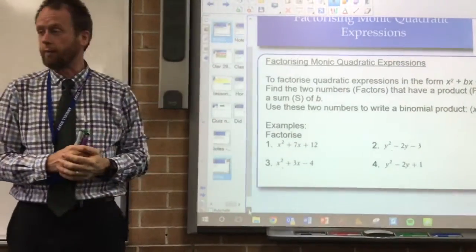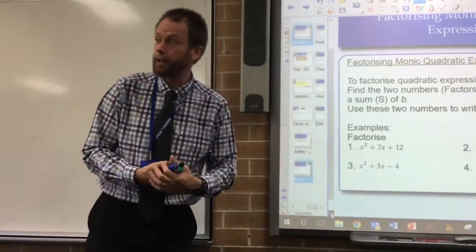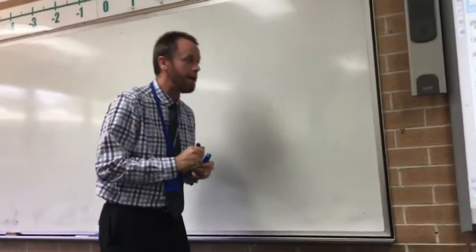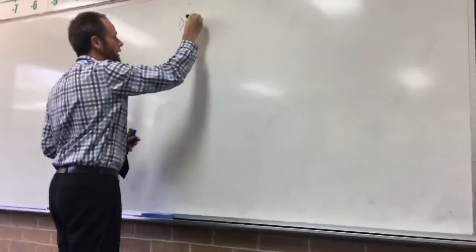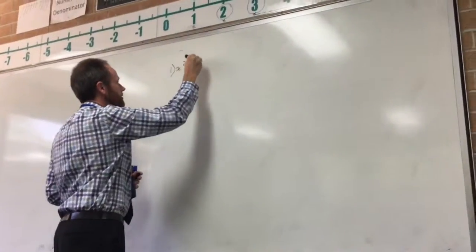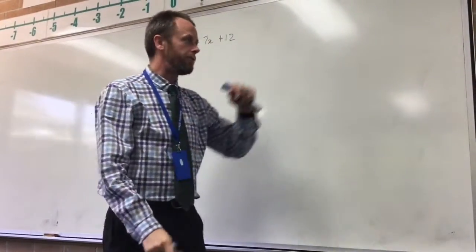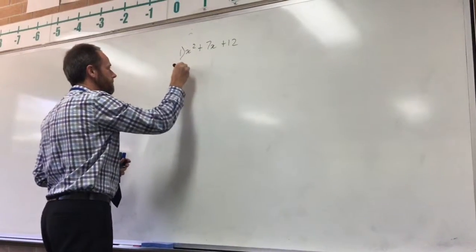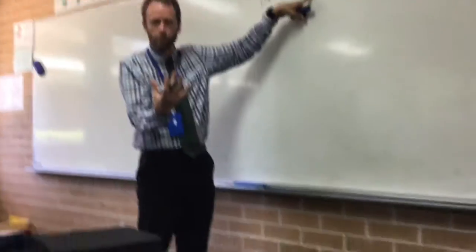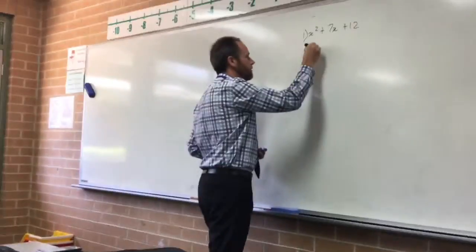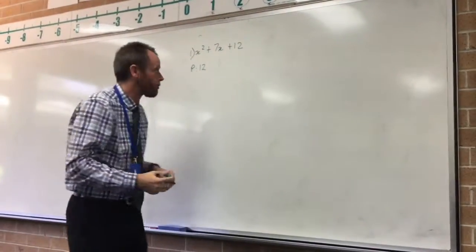You then use these two numbers to write a binomial product. Here are some examples. Let's work through them so you can see how this could work. The first example is x squared plus 7x plus 12. What I need to do first is find p. In this case, p is the number I'm looking for the products of, and that's 12.